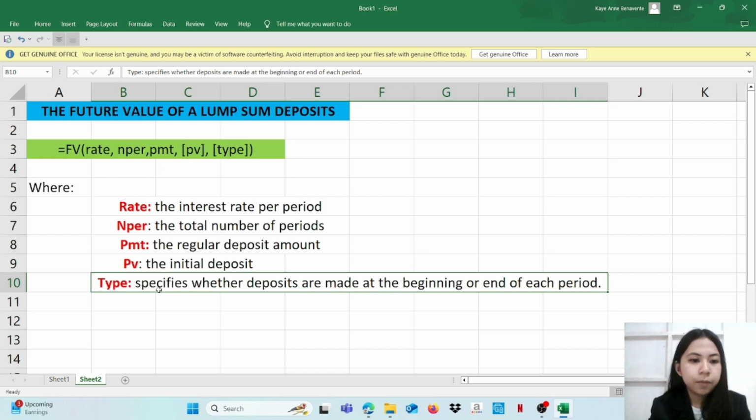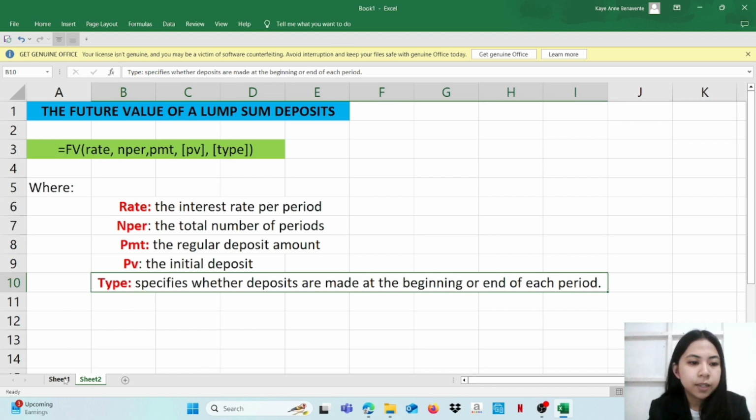So dito sa type, if the deposits are made at the beginning of each period, ang ilalagay natin is number 1. If the deposits naman are made at the end of each period, ang ilalagay is 0. So, optional lang naman itong type. If hindi natin siya isasama sa formula, Excel will automatically assume that it is 0, which means that deposits are made at the end of each period.